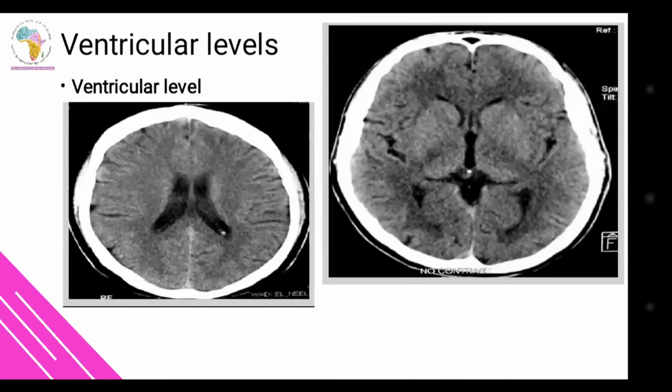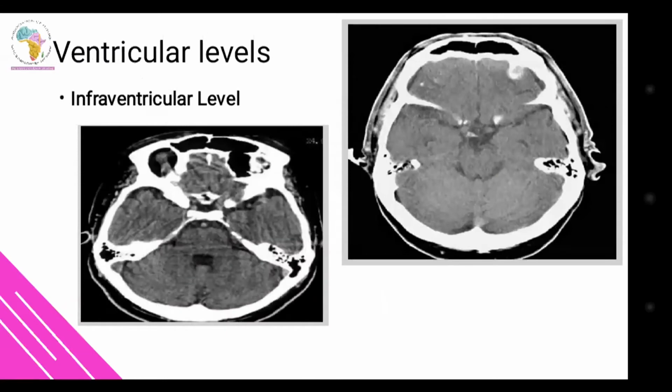Now, here we'll talk about the ventricular level. At the ventricular level, you have the ventricles well represented, because the thing that will make you know this is the ventricular level is usually the presence of the lateral ventricles, which are here. And in some cases, you also have the third ventricle and the other structures, which are well represented.